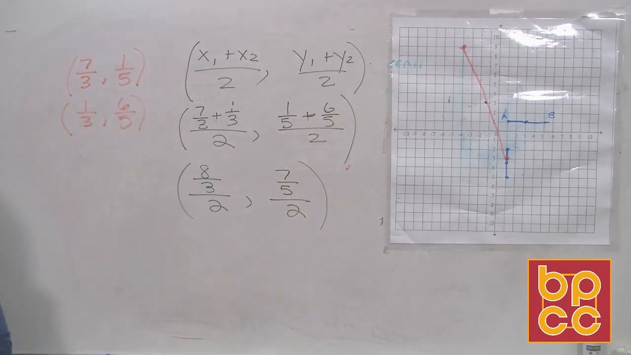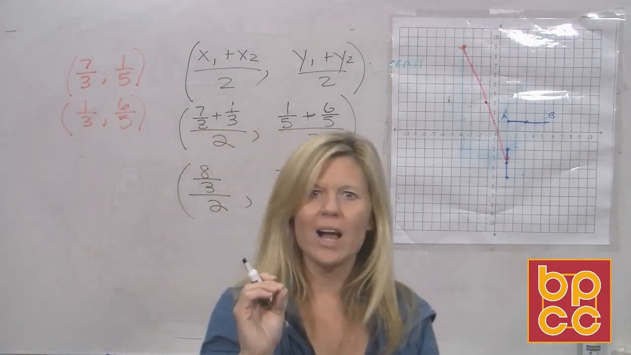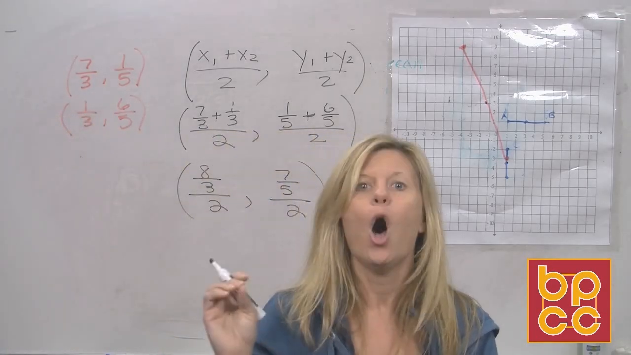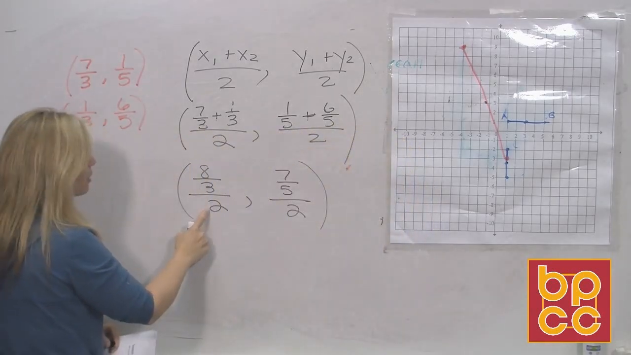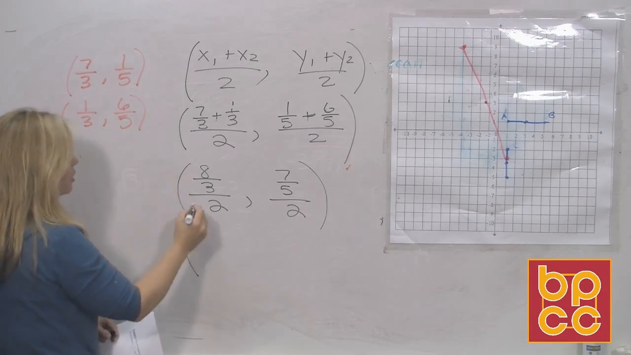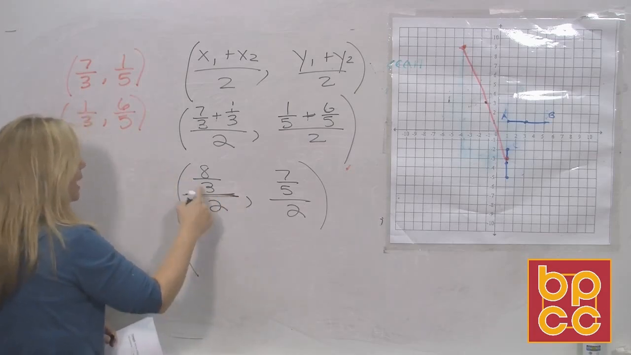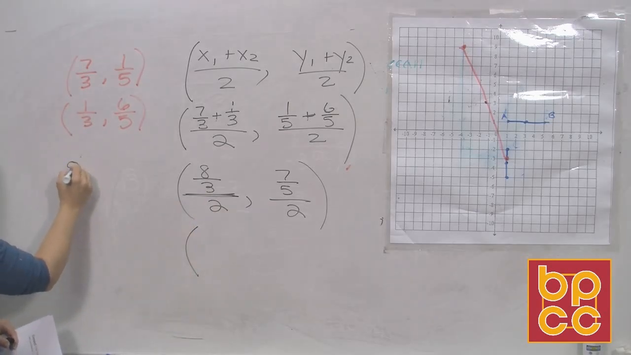Now, sweethearts, you can't leave that. The definition of a fraction is one number in the numerator that's whole, one number in the denominator that's whole. Well, yeah, that's a whole number in the denominator, but this is not a whole number in the numerator. So we go back to our arithmetic skills. What does this bar mean? 8/3 divided by 2. I'm going to write it over here like I would in 5th grade.